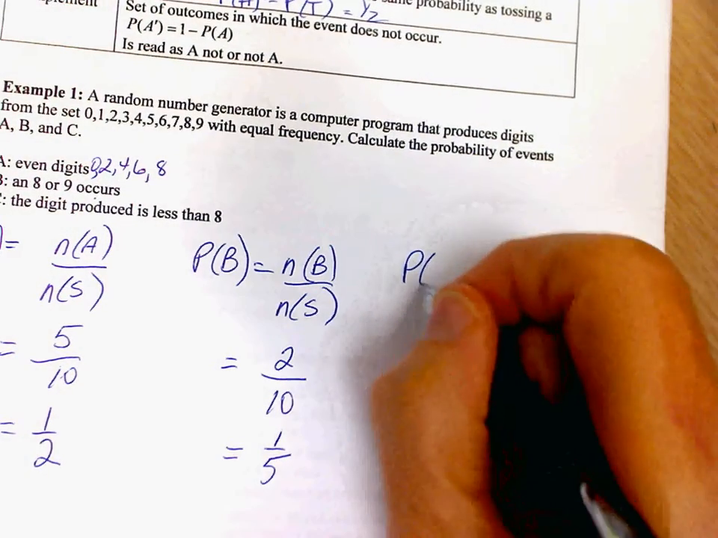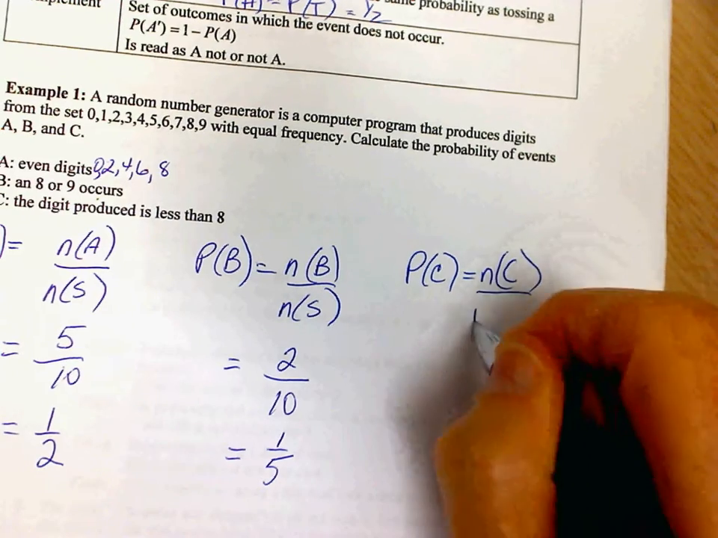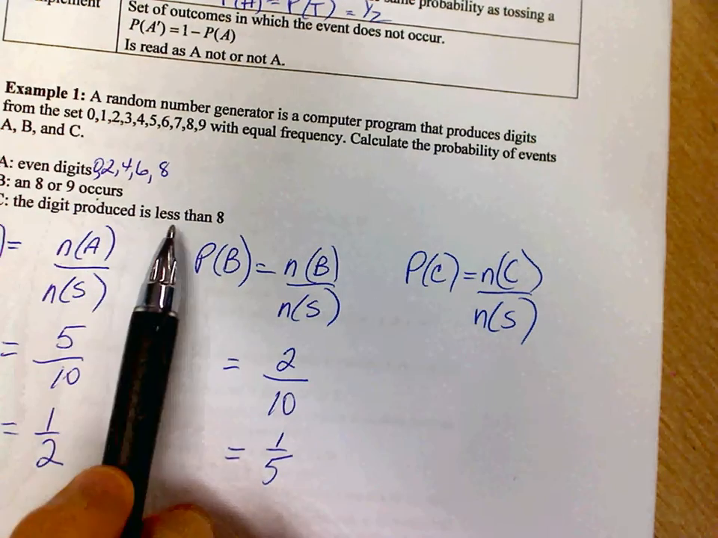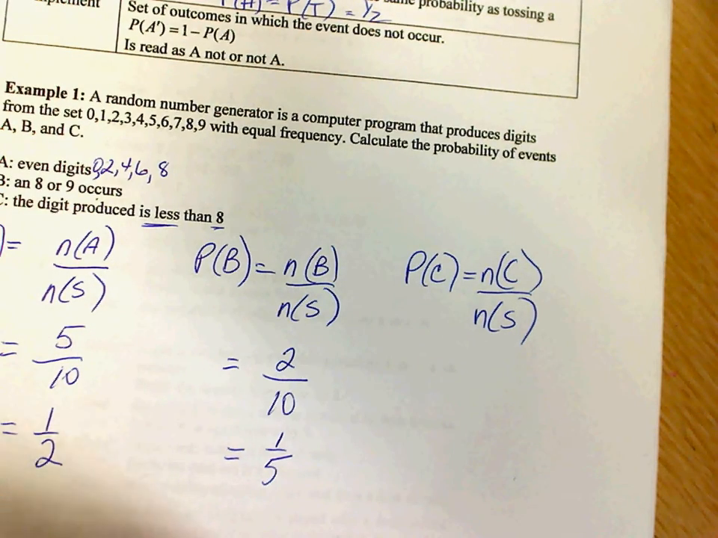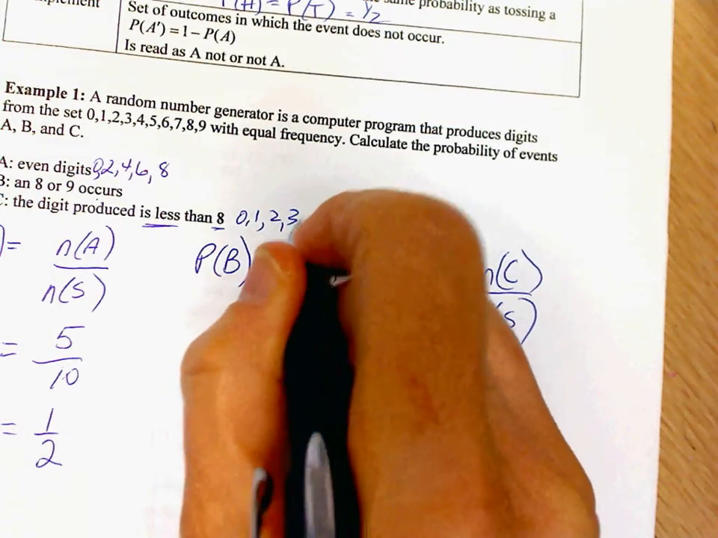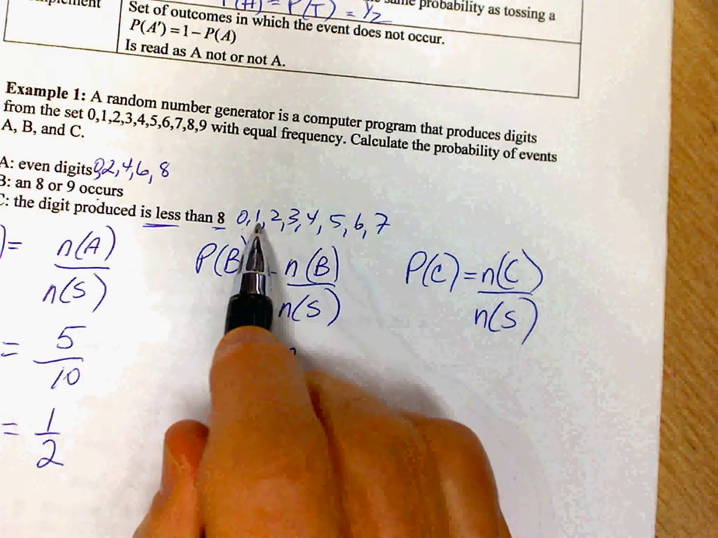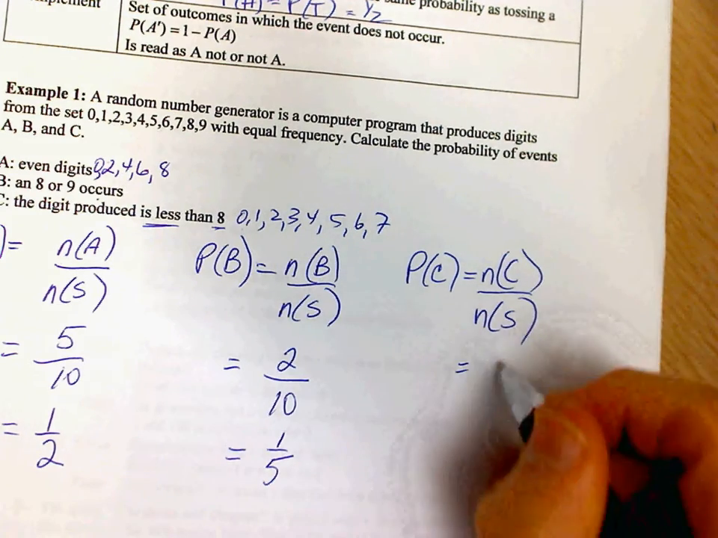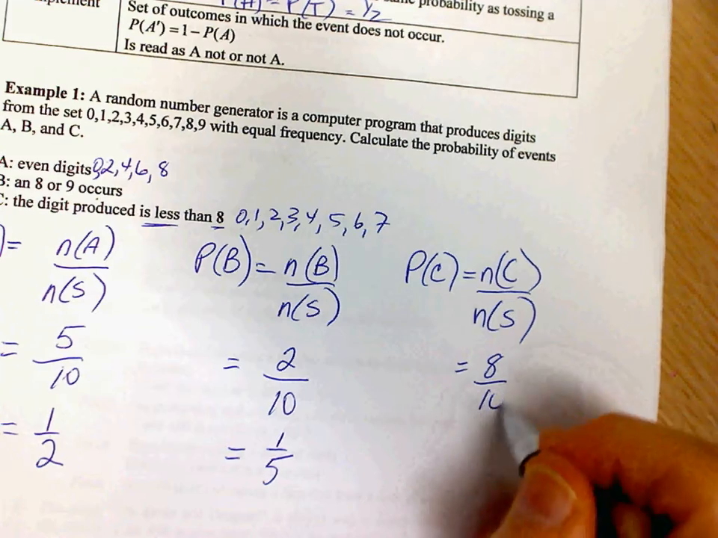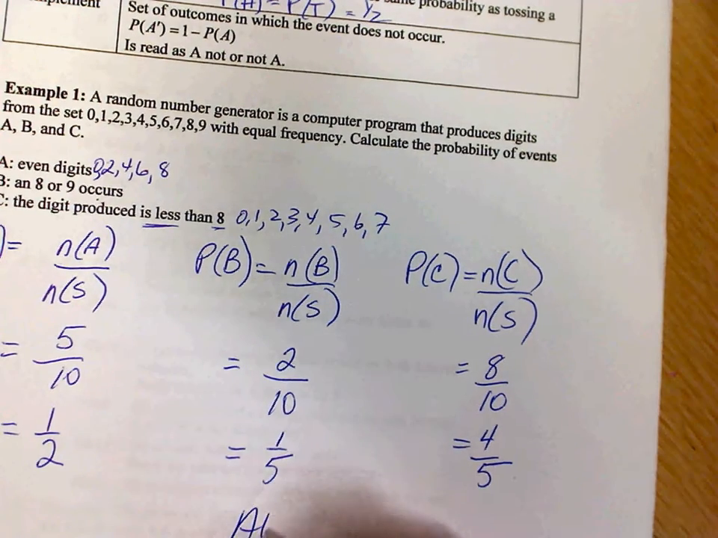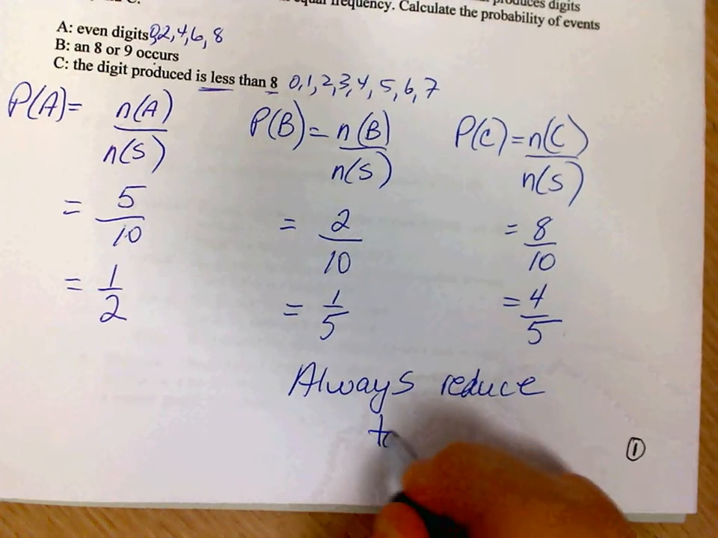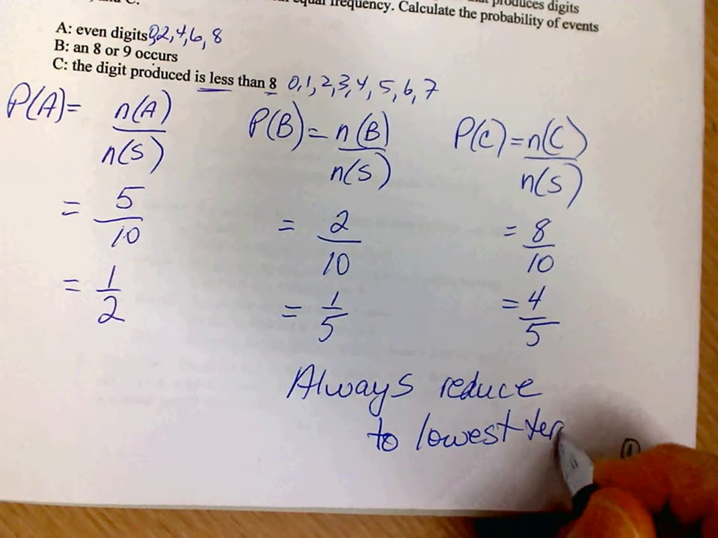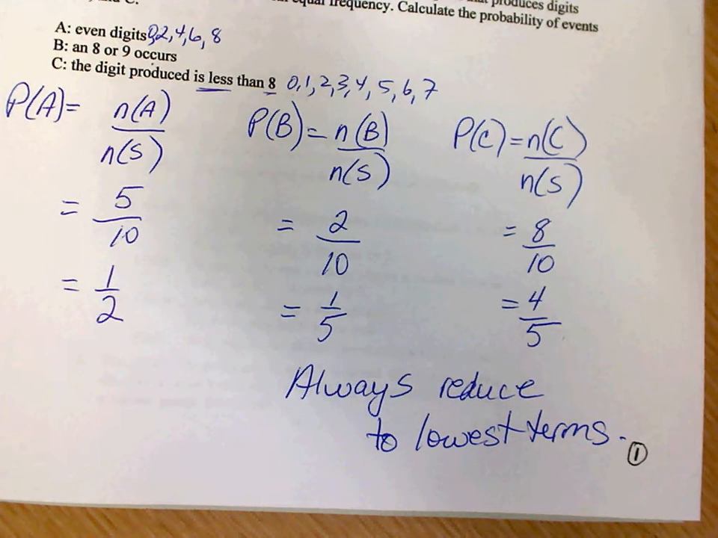Probability of C is the number of ways C can occur divided by the number in our sample space. Well, a digit produced is less than 8. Does that include 8? No, it does not include 8. So it's only 0, 1, 2, 3, 4, 5, 6, 7. So there's 8 ways that can occur. There's 10 in our sample space, and that is 4 over 5. Always reduce to lowest terms. Good?